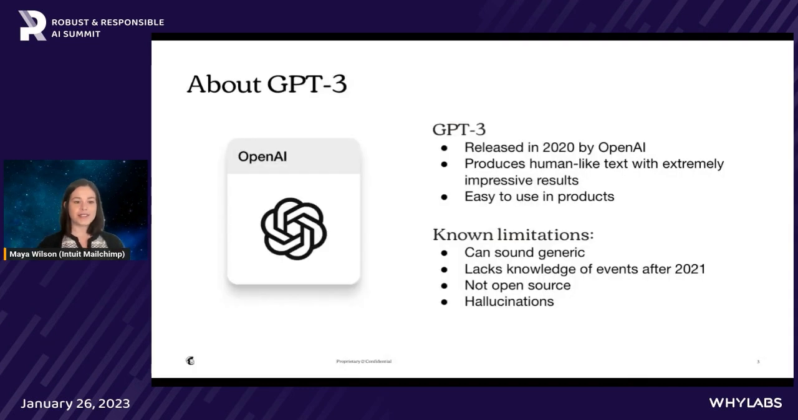All right, so to start, GPT-3, I imagine almost everyone on this call has heard about it. It was released in 2020 by OpenAI. It produces human-like text with really impressive results. It is truly a phenomenal model, not perfect, but phenomenal. It is trained to predict the next word on a large data set of internet text.